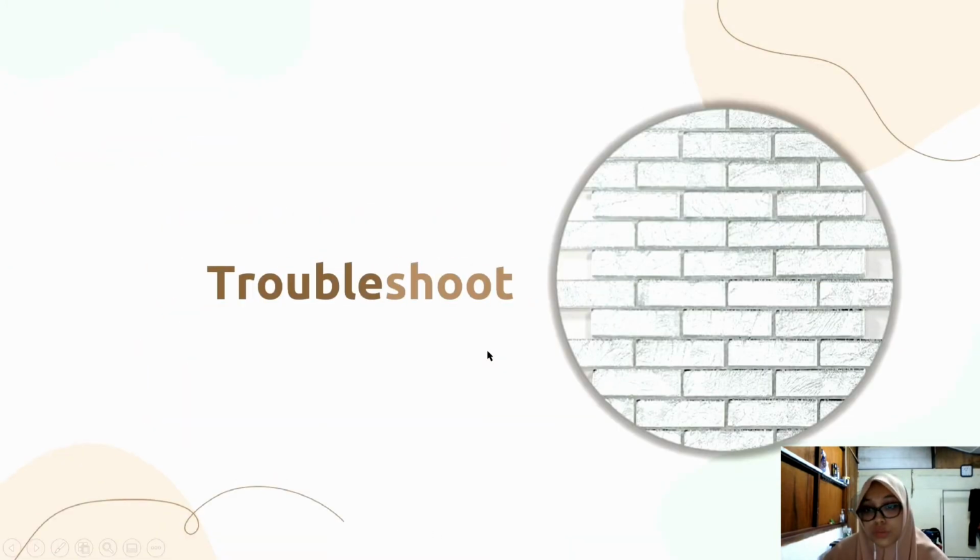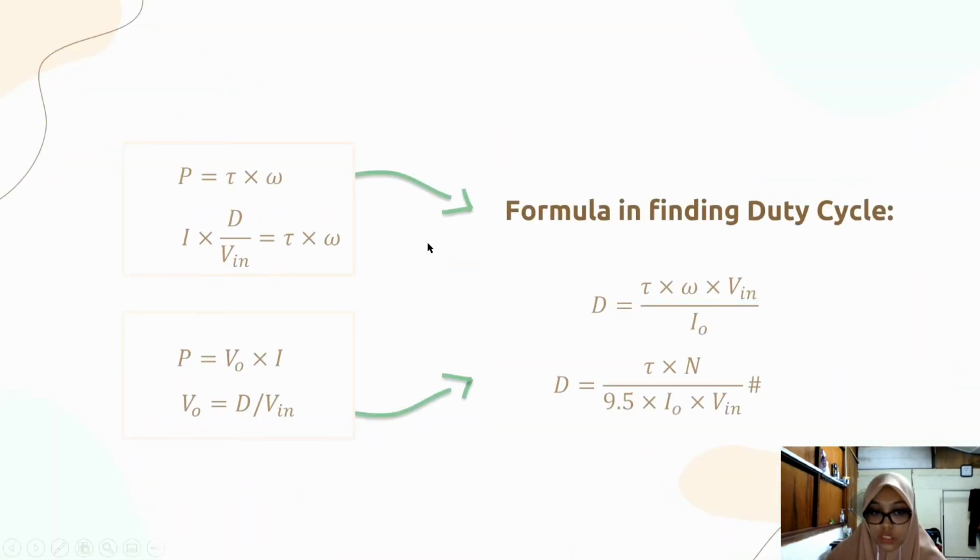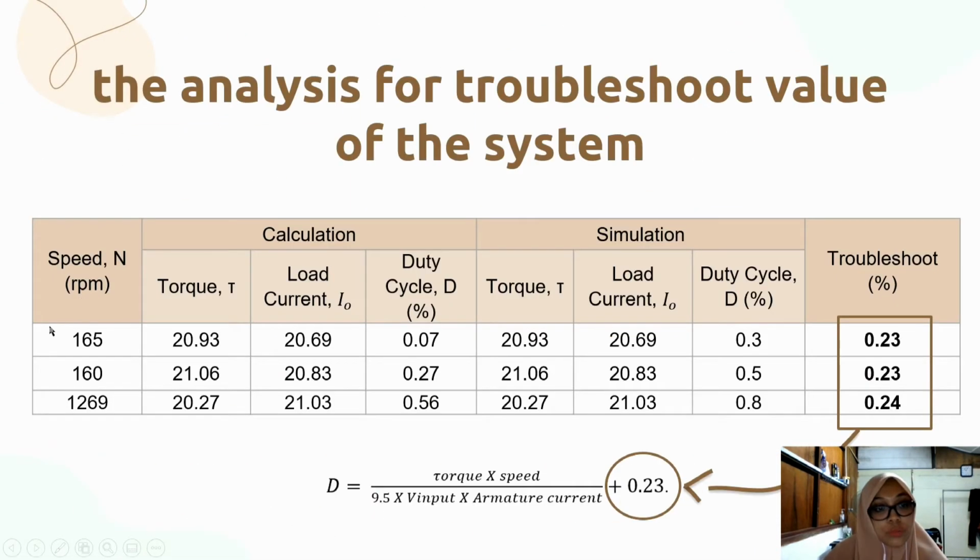So the last one is our troubleshoot. How we troubleshoot our system is we use the formula of power and we can get the duty cycle formula. From that, we assume three types of speed. It's 165, 168, and 1269. From all the calculation, we get the troubleshoot percentage is 0.23 for differences of them. To the duty cycle formula from before, we add 0.23 to make sure the output speed of the motor supplied to the load continues with the reference speed.